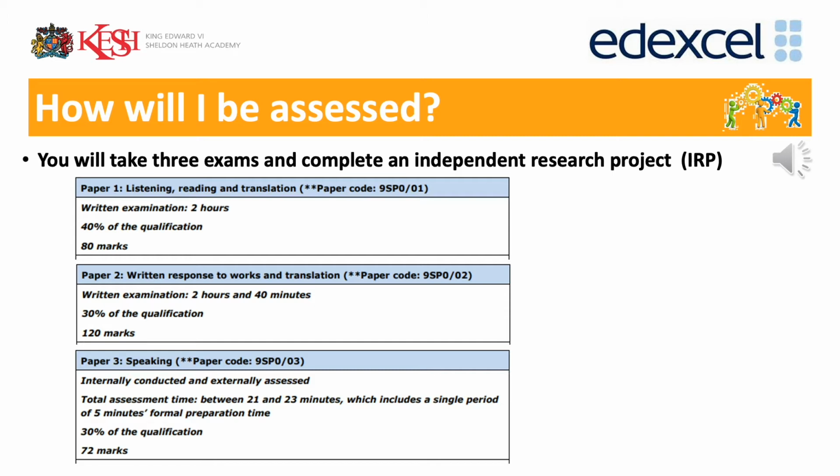For paper 3, the speaking, this exam will be internally conducted by your teacher, and you will be assessed for between 21 and 23 minutes, which includes a 5 minutes preparation time. The format of this is similar to your GCSEs. It is a speaking card where you will have to debate the content of the card, followed up by the presentation of your main findings of your independent research project, which will be on the topic of your choice. This qualification counts for 30%.